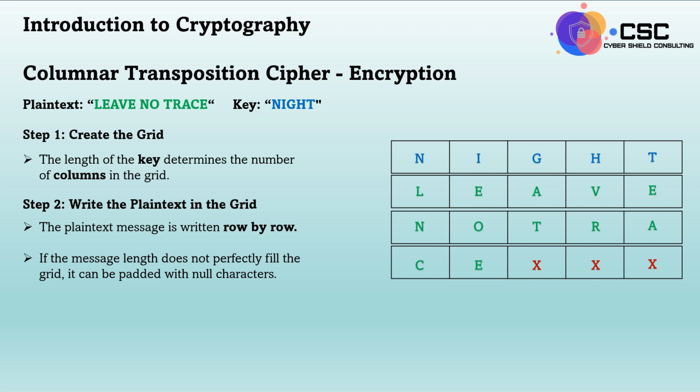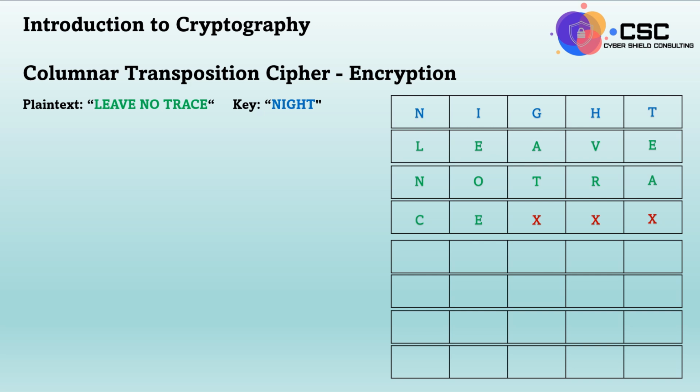So if you look at the columnar transposition cipher, there are first 2 steps to follow. We need to create the grid. The length of the key determines the number of columns, and then we write the plain text row by row, and then don't forget the padding if it doesn't perfectly fill the grid. And this is how our grid looks after placing the plain text, as you see on the screen.